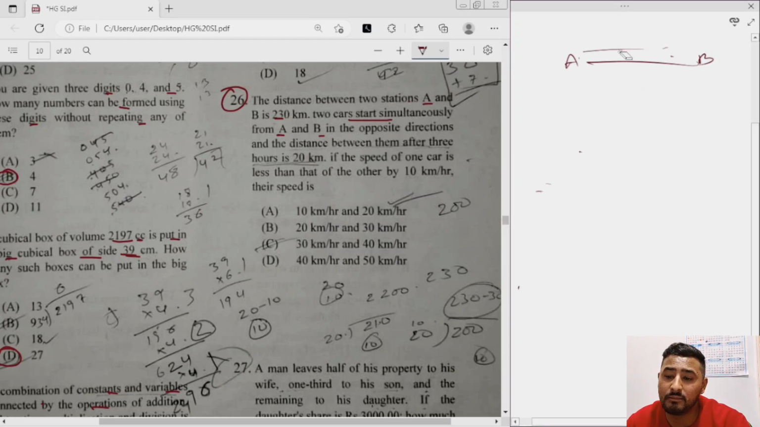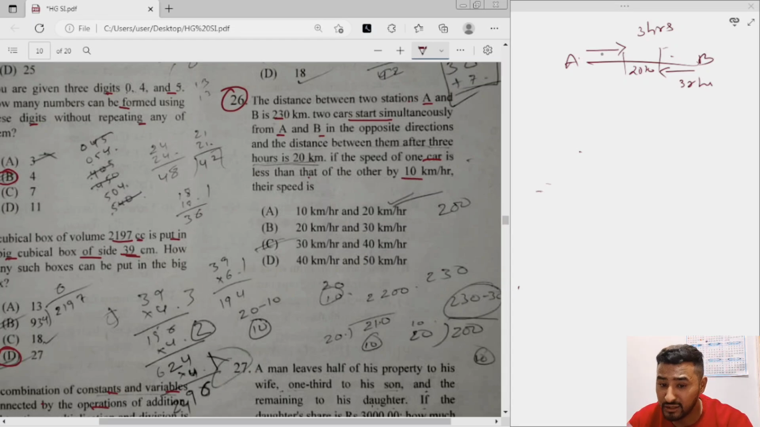So after 3 hours, both are traveling. Both have traveled for 3 hours, and the remaining distance between them will be 20 kilometer. They are almost catching each other. If the speed of one car is less than that of the other by 10 kilometer, so you're understanding, one is 10 kilometer more than the other. So let's do it like this.